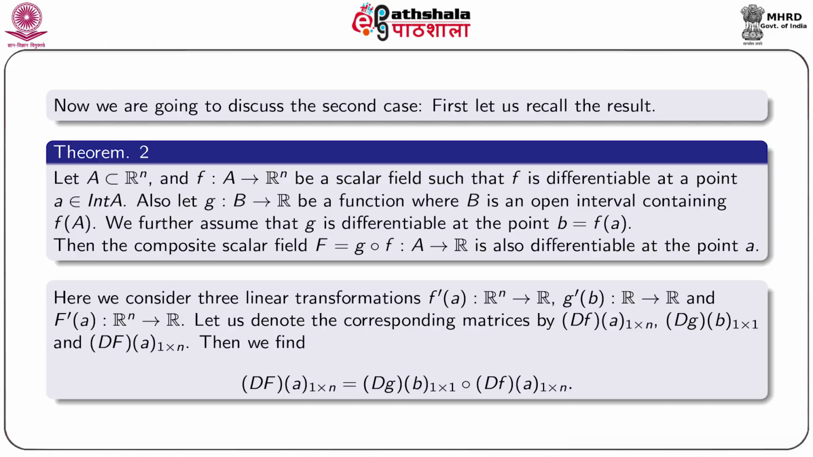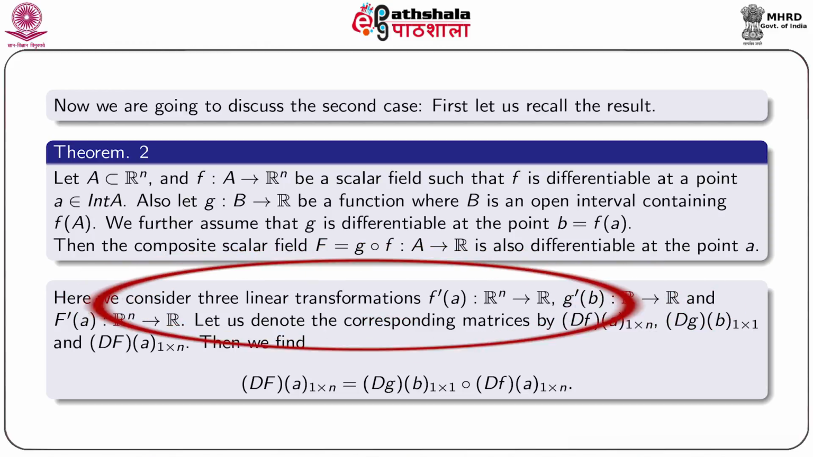Now for the second one, we recall the result. In this case, A was a subset of Rn, f was a scalar field defined on A, which was differentiable at a point a, and g was a real valued function of a real variable whose domain contained the range of f, and we further assumed that g is differentiable at the point f a. So, we consider the composite scalar field capital F, which is g compose f, defined on the set A.